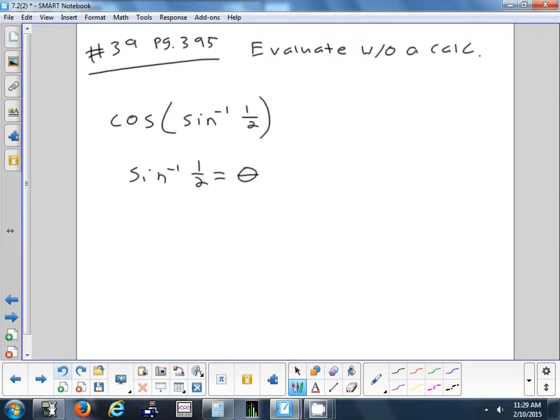Inverse sine of a half is going to equal an angle. Now, I'm never going to find out what that angle is. That's not the question. I don't care what the angle is. I care what the cosine of the angle is. So we don't actually need to find that angle. What would be my next step here? I'm trying to make it so I can eventually draw this as a right triangle diagram, but I've got to rewrite this equation a little bit. Alex, how would I rewrite that? As 1/2 equals sine theta. Perfect.